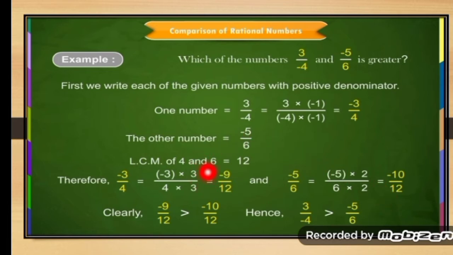We will check the numerators. Here the numerator is minus 9 and here is minus 10. As minus 9 is greater than minus 10, so minus 9 by 12 will be greater than minus 10 by 12. Now we will write the answer in the form of the original question. Minus 9 by 12 is obtained from 3 by minus 4 and minus 10 by 12 is obtained from minus 5 by 6. So 3 by minus 4 will be greater than minus 5 by 6.